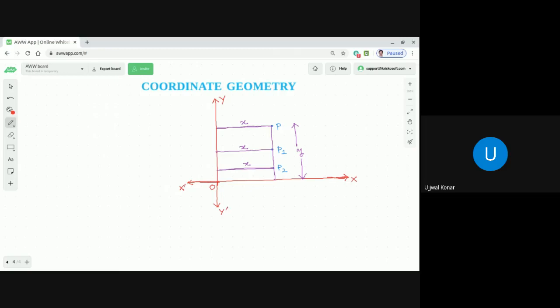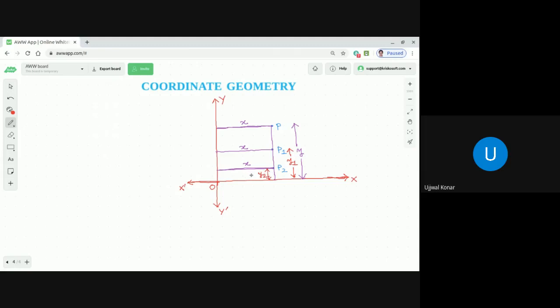Now, the point P1 is at a distance of x units from the y-axis, but it is not at a distance of y from the x-axis. It is at a different distance, could be y1. Correct, no? And point P2 could be at a different distance. It could be y2. As it is small, I can write it like this. So this distance could be y2.